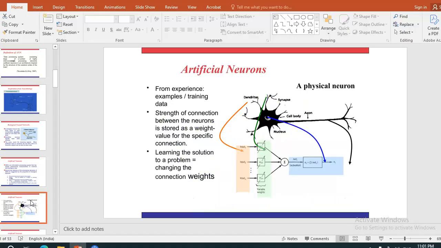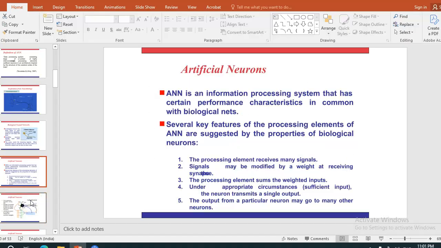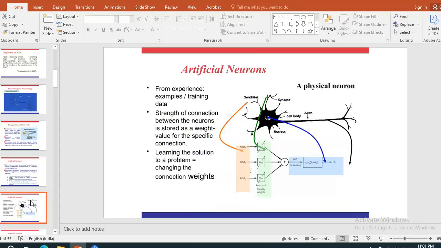So in the previous class we discussed artificial neural networks as well as biological neural networks. In this class we will see what an artificial neuron is and how it compares with the physical neuron. From this diagram, the input is the dendrites, then we have the soma, that is the cell body, called the processing unit, then the synapse, then the axon. Similarly, we have to compare this biological neuron with the artificial neuron.